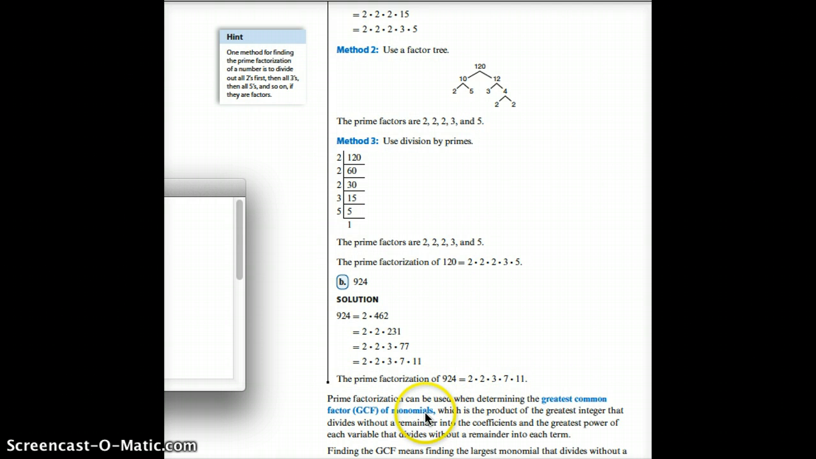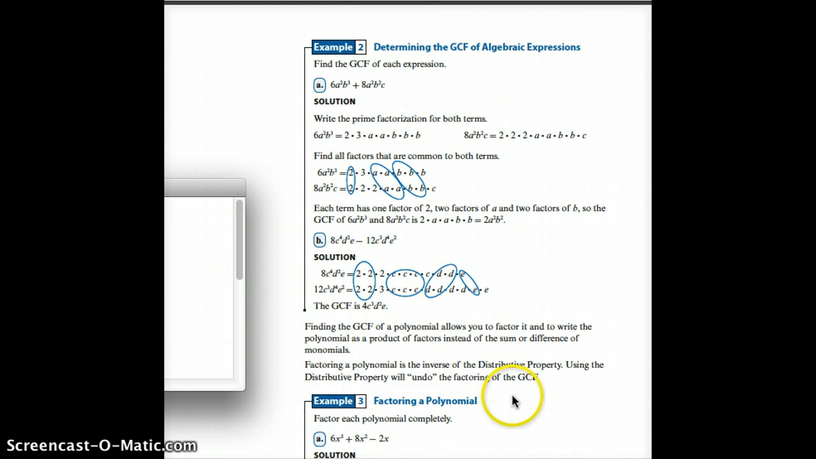Prime factorization can be used when determining the greatest common factor of monomials, which is the product of the greatest integer that divides without a remainder into these coefficients and the greatest power of each variable that divides without a remainder into each term. I'll show you what that looks like. It says determine the greatest common factor of algebraic expressions. Example 2. Find the greatest common factor of each expression. We have 6a squared b to the third plus 8a squared b squared c.